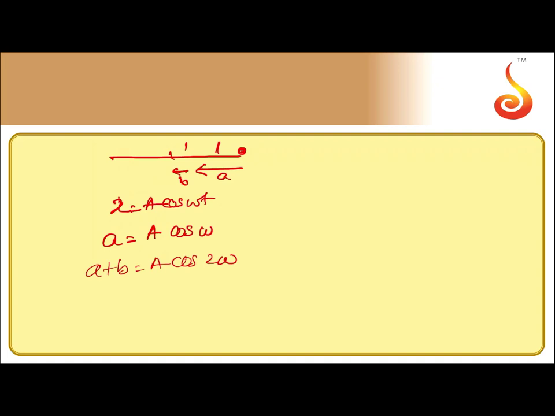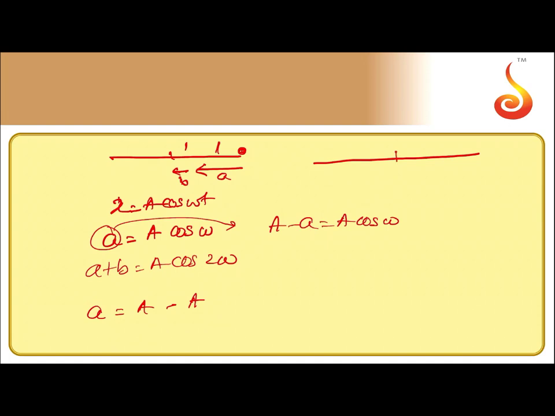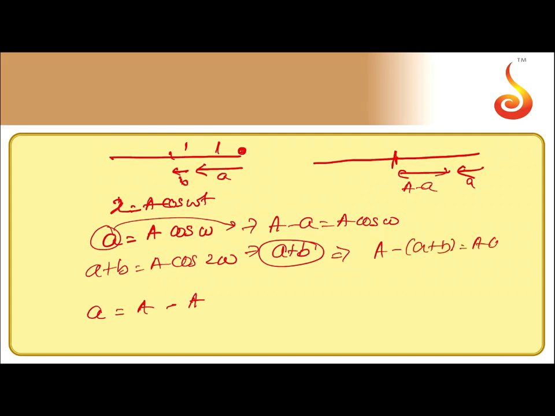So if I simplify it further, what do I get? The distances are always measured from the mean position, so this should be written as A minus a is equal to A cos omega. You should be very careful here. Remember, even though the distance traveled is a, this is the distance you are talking of. So A minus a is equal to A cos omega. Likewise, the second equation, A plus B, should be measured from the mean position, which means that A minus (a plus b) is equal to A cos 2 omega.